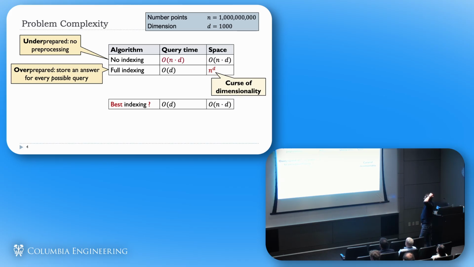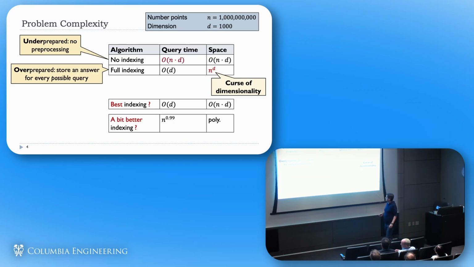So the question is, can we do better? Can we do the best possible indexing, where we have query time which is just the size of a query, and space which is linear in n? That would be the ideal solution. But even before asking this, can we do a little bit better? Can we do just a tiny improvement over the no indexing algorithm, where the query time goes from n to slightly sublinear, like n to the 0.99?